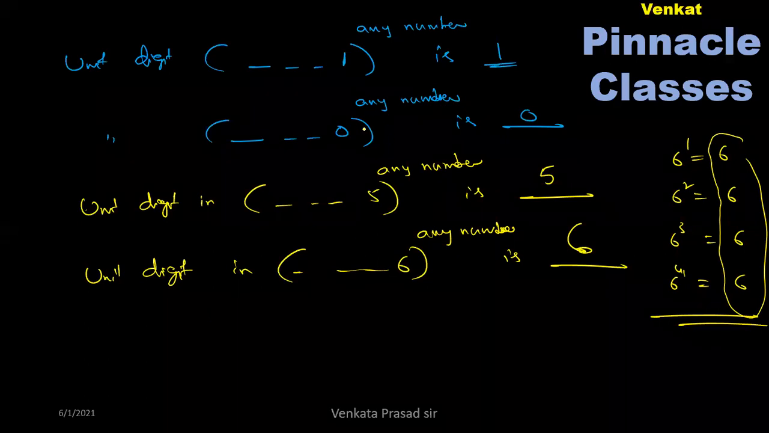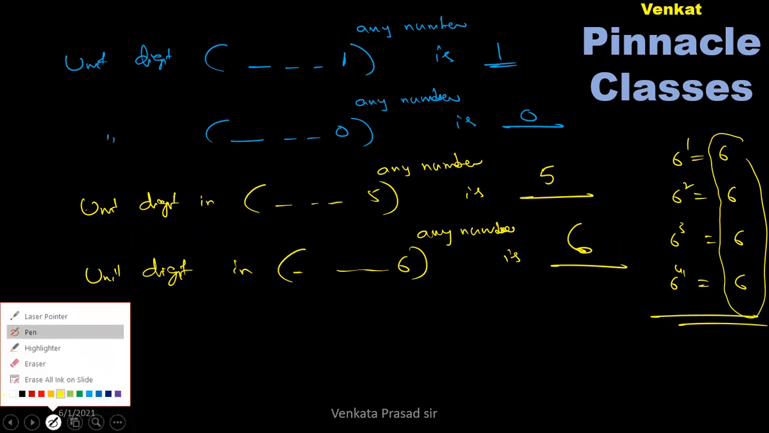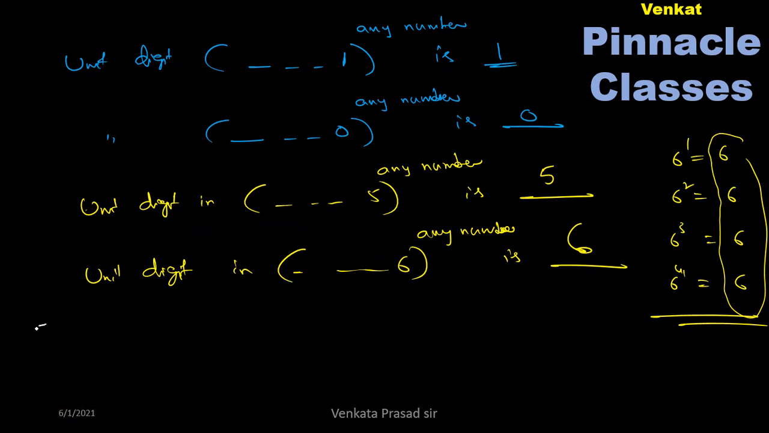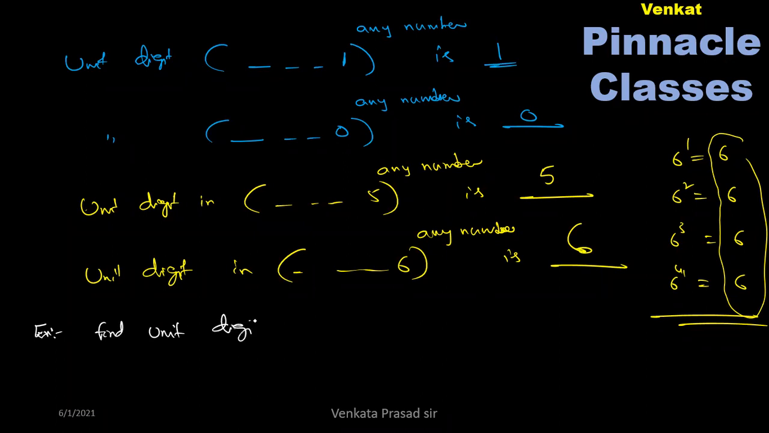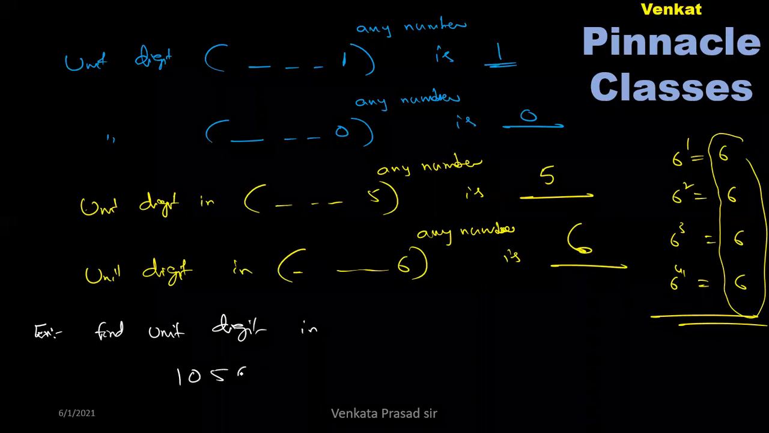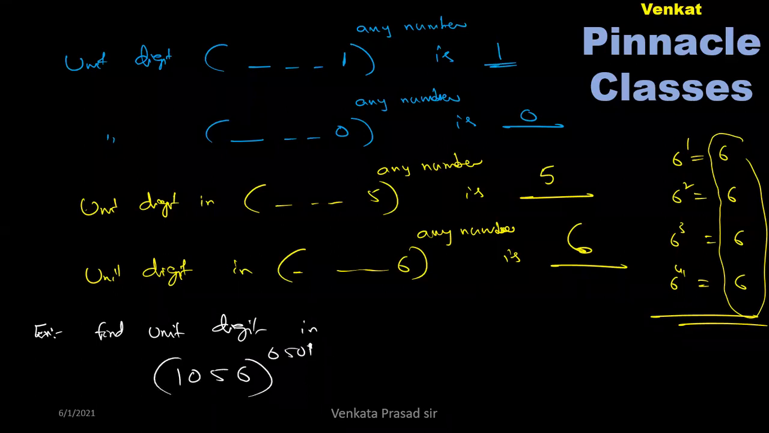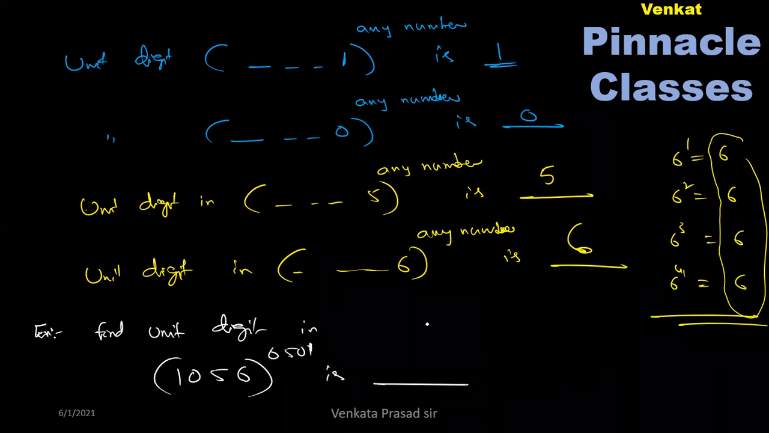Like the 0 power, 1 power, 5 power, these are the numbers. I'm giving some examples. Example: find the unit digit in 1056 whole power 6501. What is the answer? 6. Yeah, fantastic.